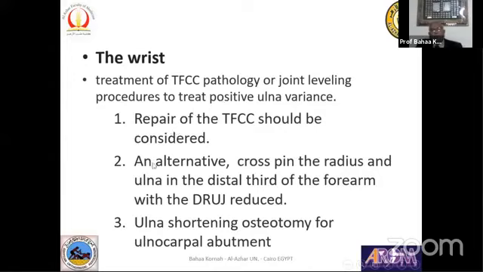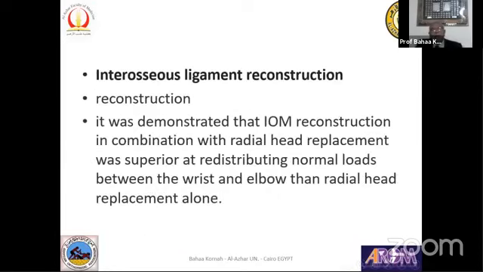If you have no experience and you have the alternative, you can do a cross pin of the radius and the ulna in the distal third of the forearm with the radio-ulnar joint reduced. It's very important to reduce it to the normal position. Also, ulnar shortening osteotomy for the ulnar compartment, ulnar carpal abandonment. The interosseous ligament reconstruction: if you have an injury, you reconstruct this ligament.